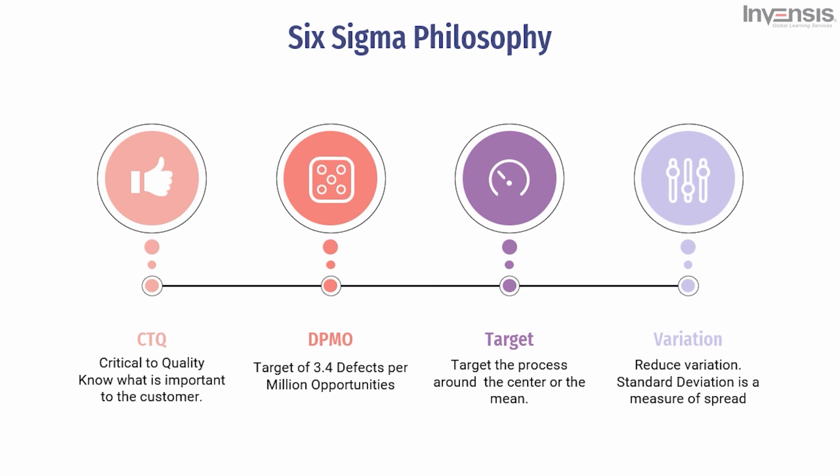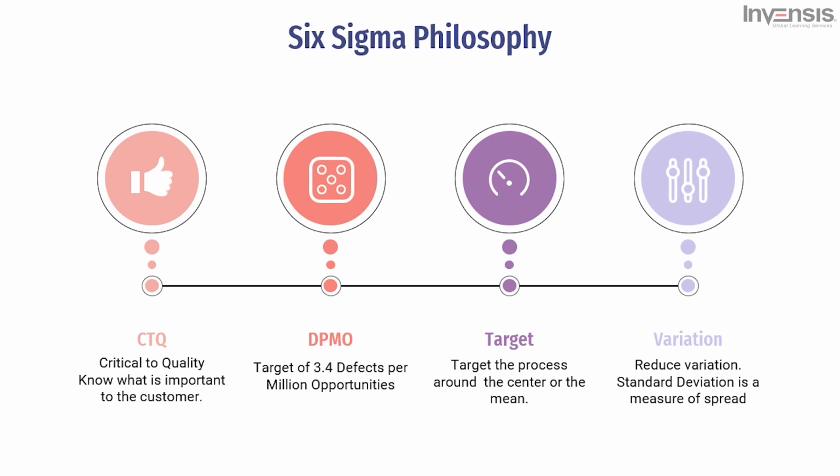The target in Six Sigma is around the center, around the mean, where you would target your process to be. In a simple example, if you are manufacturing a shaft which has 100 millimeters as the length, and this can go 2 millimeters plus or 2 millimeters minus, so this shaft can be anything between 98 to 102 millimeters. But in Six Sigma, your target would be to hit 100. That's where you would be approaching.